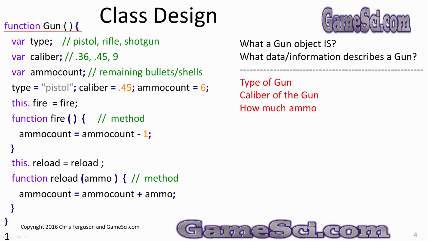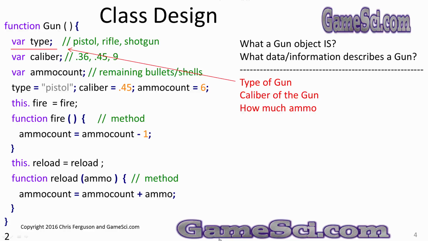So let's start building our class gun in order to build gun objects. We'll create our special function gun with variables and functions inside of it. Now, what is a gun object? What data or information describes a gun? I started thinking about a gun and I thought, well, I want to know the type of gun. I want to know the caliber of the gun. I want to know how much ammo the gun may hold. That's the information that describes what a gun object is.